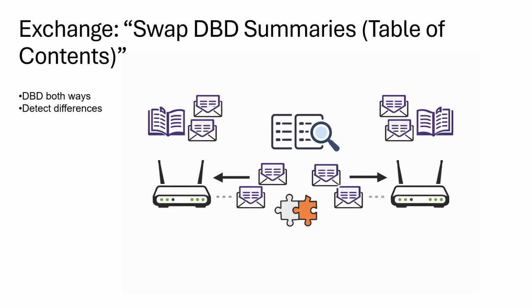But what's happening conceptually? Router A sends a DBD summary. Router B then sends a DBD summary. Both compare and build a list of LSAs that are missing or need updating. So exchange is just comparing databases using summaries.